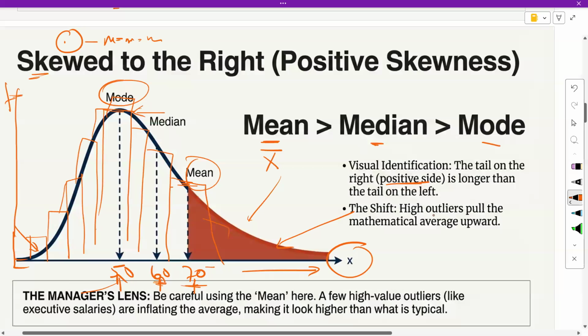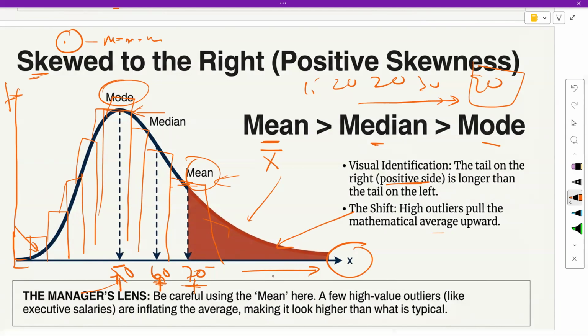The higher outliers pull the mathematical average upwards. So here the mean value is high, right? Only one or two values, but those values are extreme, like the previous example: 15, 20, 20, 30, 90. Because of this extreme value, the mean is pushed up.